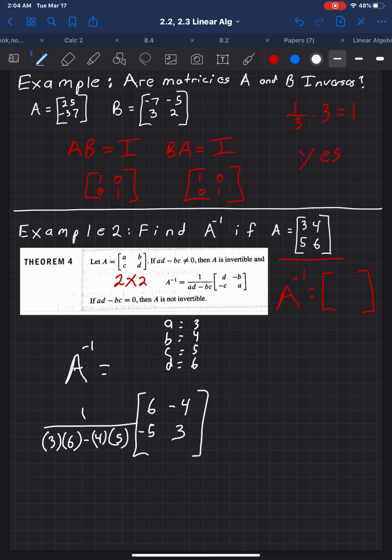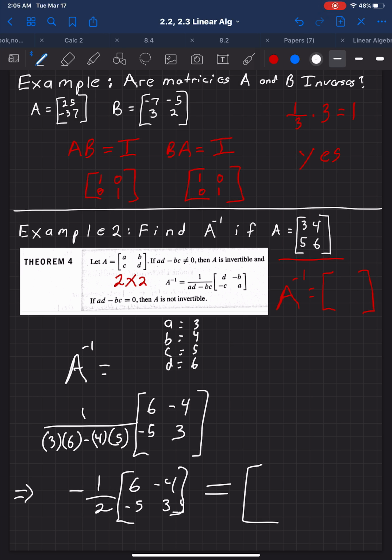All right. So if you run the determinant of that problem, the 3 times 6 minus 4 times 5, gives us I believe a negative 2, right? 18 minus 20 is negative 2. So we basically have negative 1/2 on the outside of this matrix. Now this is not the inverse. All right, we have to then distribute that negative 1/2. We have to scale.